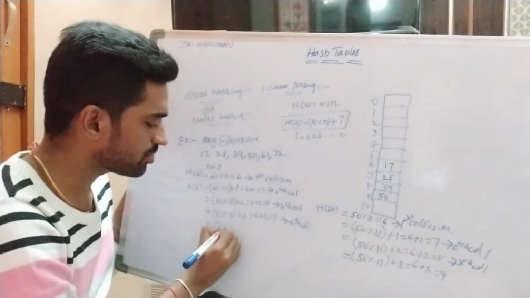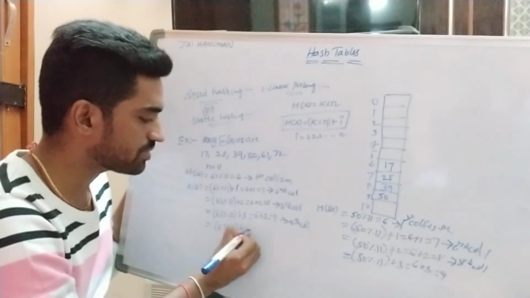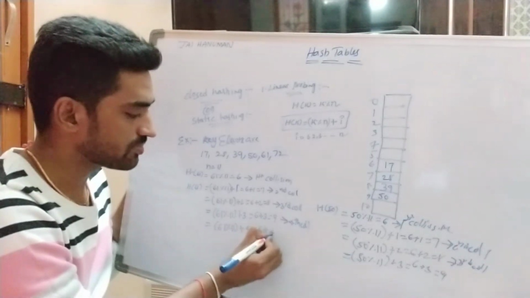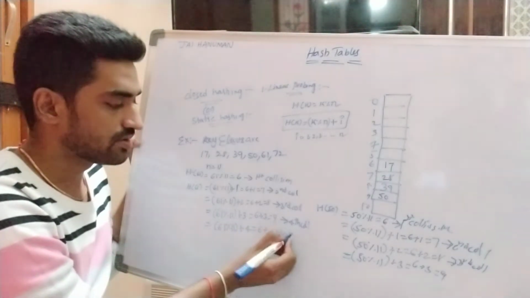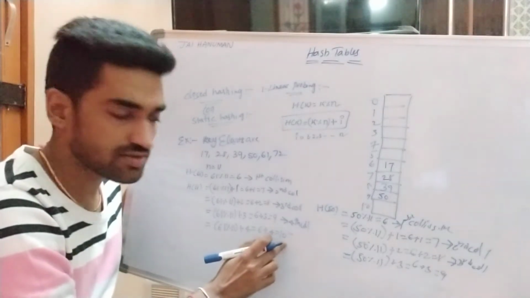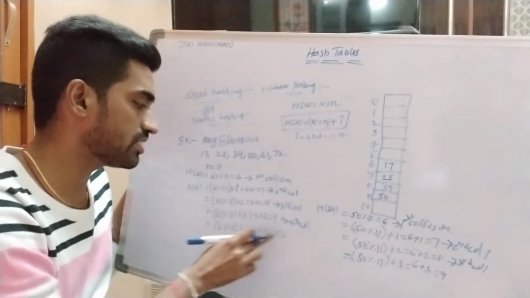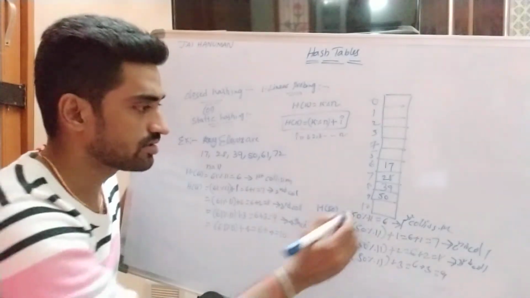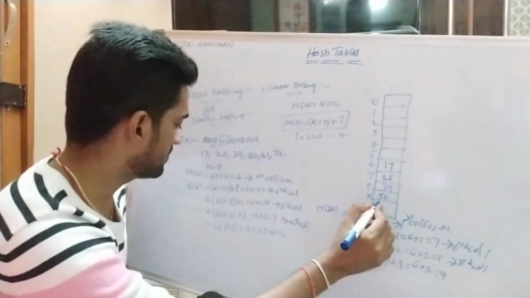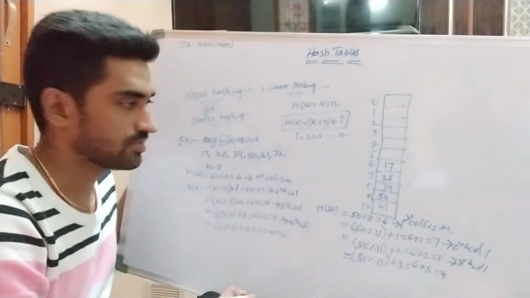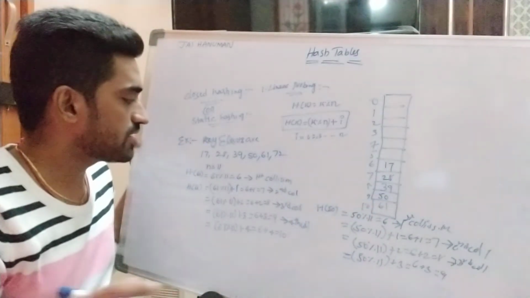Again we are applying linear probing. 61 modulo division of 11 plus 4. 6 plus 4, which is equivalent to 10. So 10th position is vacant position. So that's why collision is not occurred. So directly we are inserting 61 element at 10th position. Right? Now 10th position is occupied by 61.